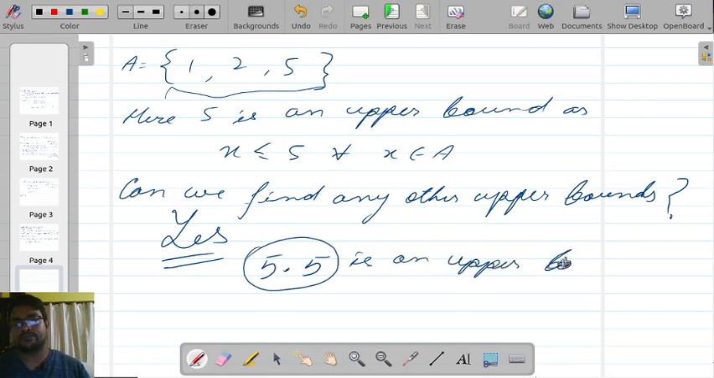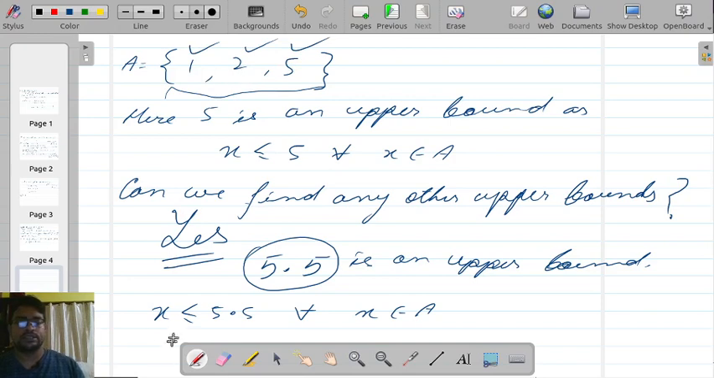So here in this case 5.5 is also an upper bound for this set. Why? Because x is less than or equal to 5.5 for all x belongs to A. Every member of A, you just compare 1, 2, 5. Everything is less than or equal to 5.5. So this 5.5 is also an upper bound of this set.